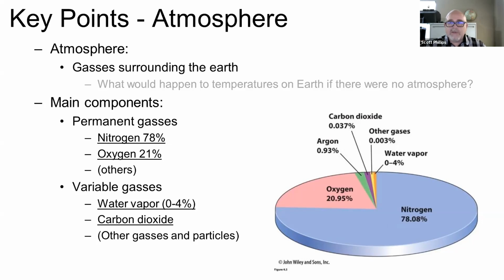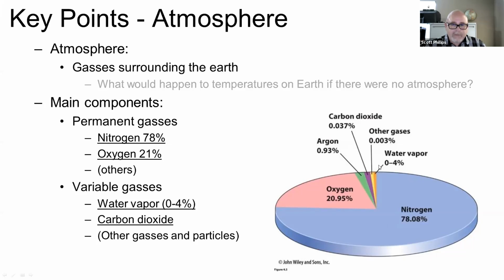We can break down the atmosphere into two parts: the permanent gases and the variable gases. Permanent gases are called so because they don't really change too much in terms of their percentage. Number one, most of the atmosphere is made up of nitrogen, 78%. Number two is oxygen, about 21%. If you add those up, you're already at nearly 99% of the atmosphere just by nitrogen and oxygen alone. There are other permanent gases, but we'll just stick with the top two.